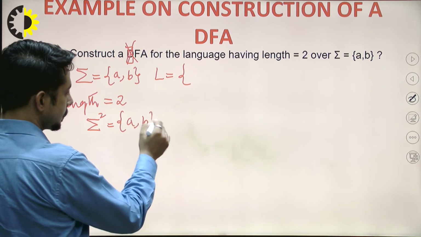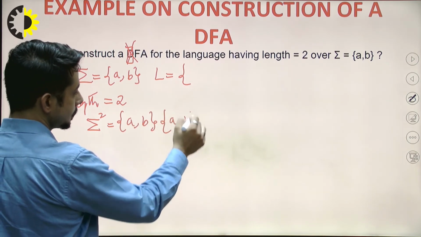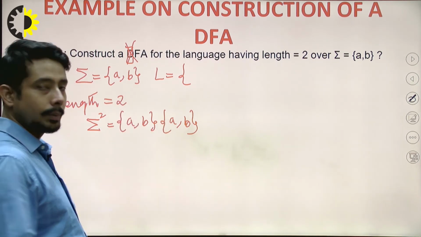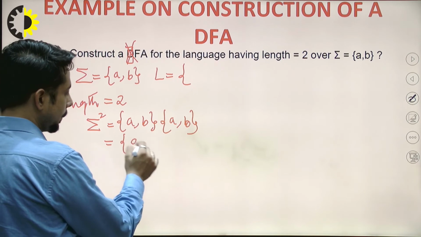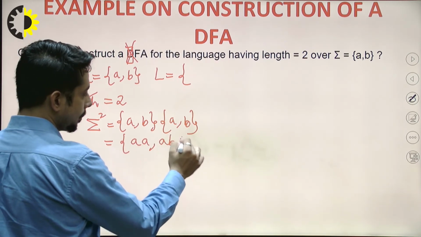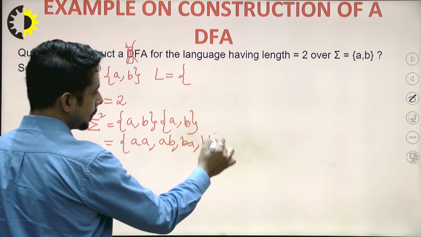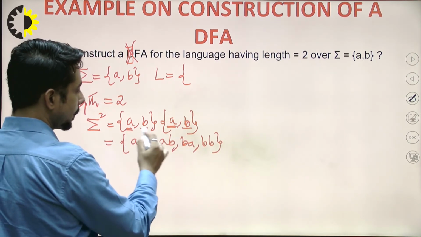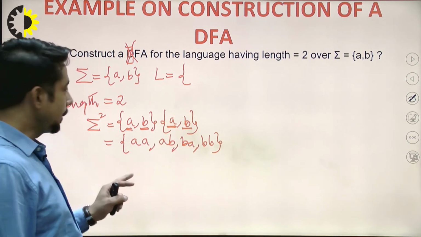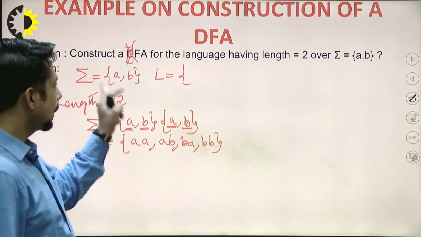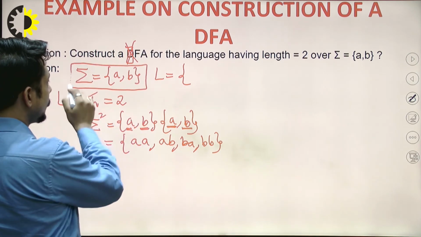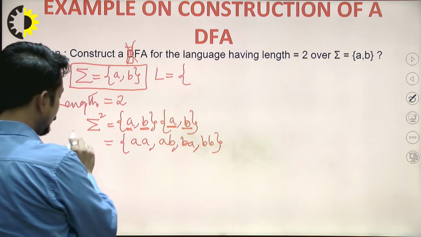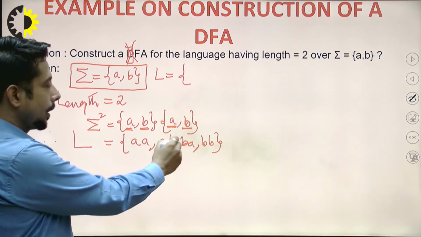Sigma into sigma, and one sigma means what? One alphabet comprising A comma B. So if we merge both, it will be AA, AB, BA, BB. That's it. So finally, for length equal to 2 over the alphabet A and B, we get the language AA, AB, BA, BB.